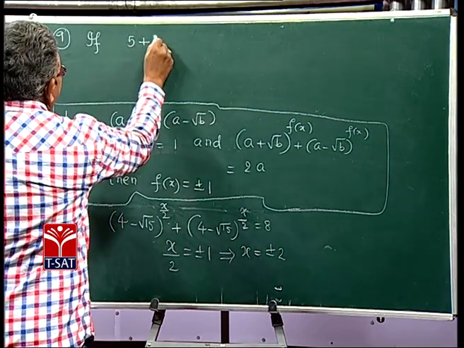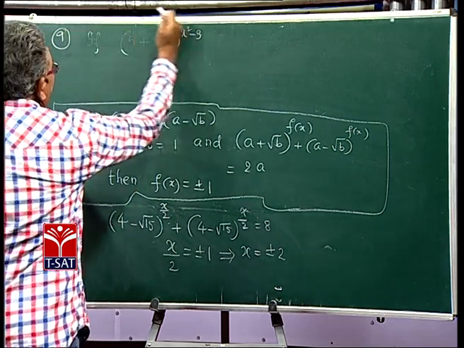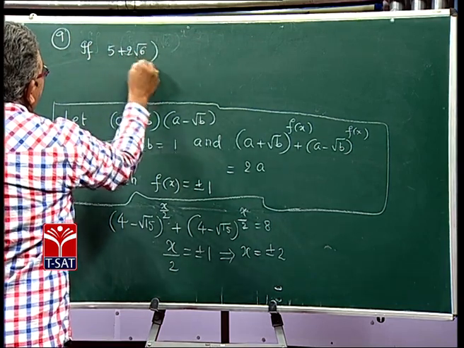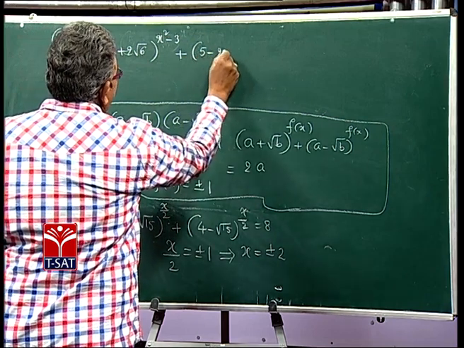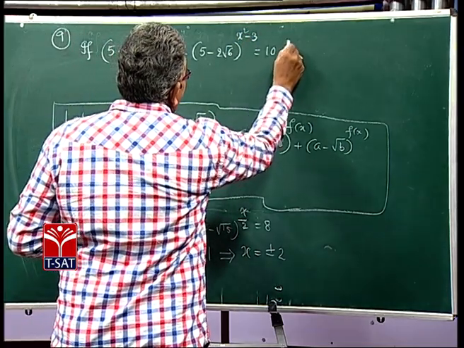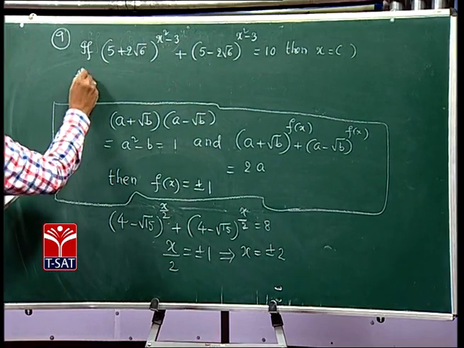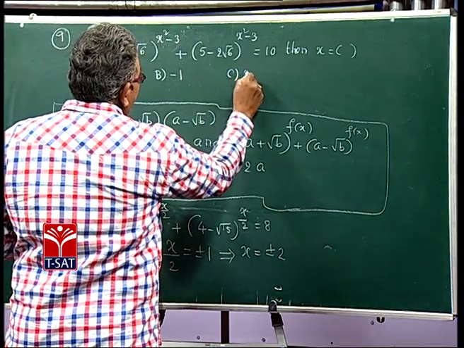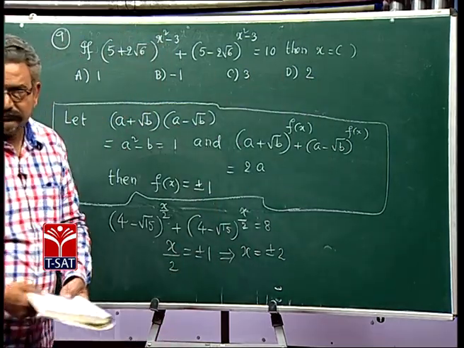Next problem: if (5 plus 2 root 6) whole to the power of x square minus 3 plus (5 minus 2 root 6) whole to the power of x square minus 3 is equal to 10, then x is equal to: a) 1, b) minus 1, c) 3, d) 2. Okay.